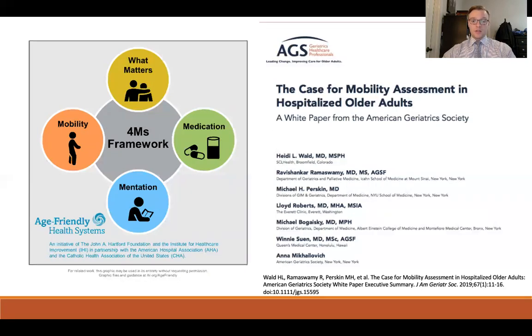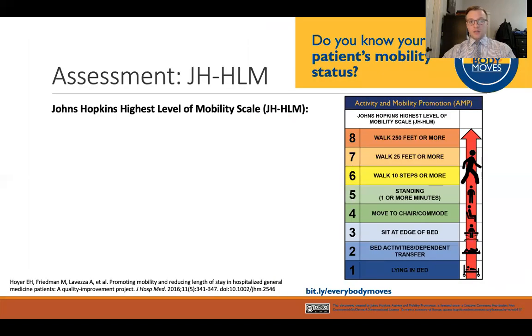Recognition of these problems has caused two major organizations to incorporate mobility into their algorithms. The Institute for Healthcare Improvement has included mobility as one of the 4 M's of age-friendly health systems. And in 2018, the American Geriatric Society published a white paper highlighting the importance of mobility assessment in hospitalized older adults. In this paper, they highlighted one mobility assessment tool, which I would like to teach you today, and that's the Johns Hopkins Highest Level of Mobility Scale.